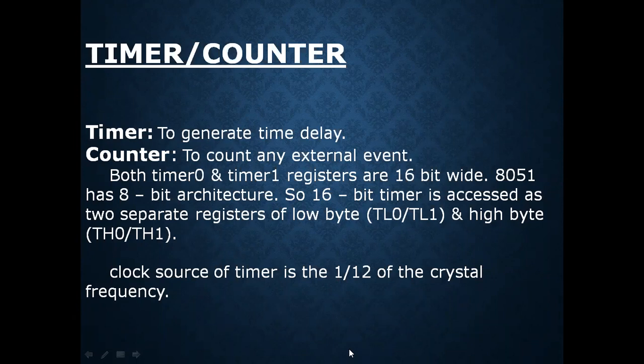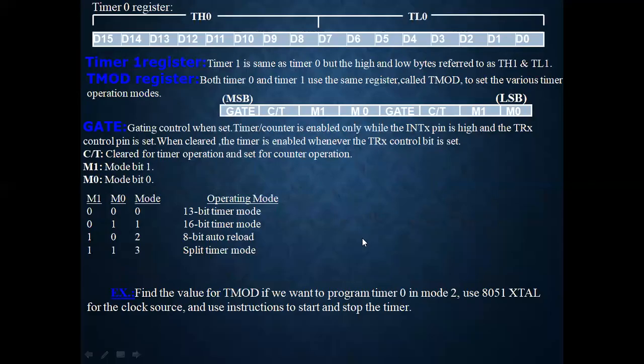Earlier we have seen that for delay calculation and delay generation, we used some registers like R1, R2. Here we will not use any kind of register, but we will use the timer to generate the delay. You can see the timer 0 register has been shown. The same structure is available for timer 1 also.